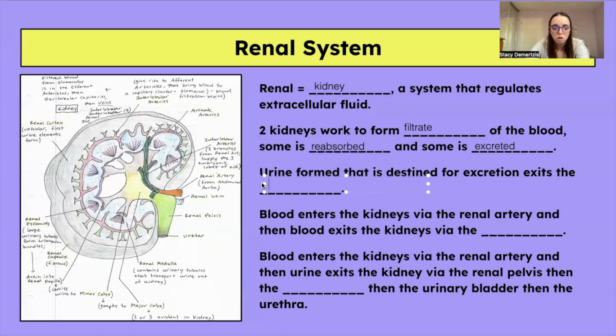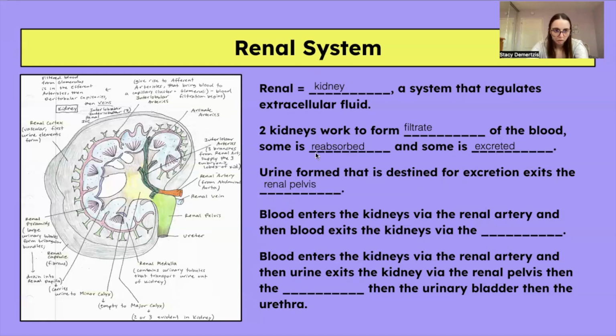So which structure right outside the kidney is this urine that's destined for excretion going to enter? So it's exiting the kidney. Okay, I'll help you guys out with this one. We call this the renal pelvis. We see right here in this green structure, right? So it's not in the kidney, but it's not the ureter. It's this kind of transition between the ureter and the kidney. So it's going to exit the renal pelvis.